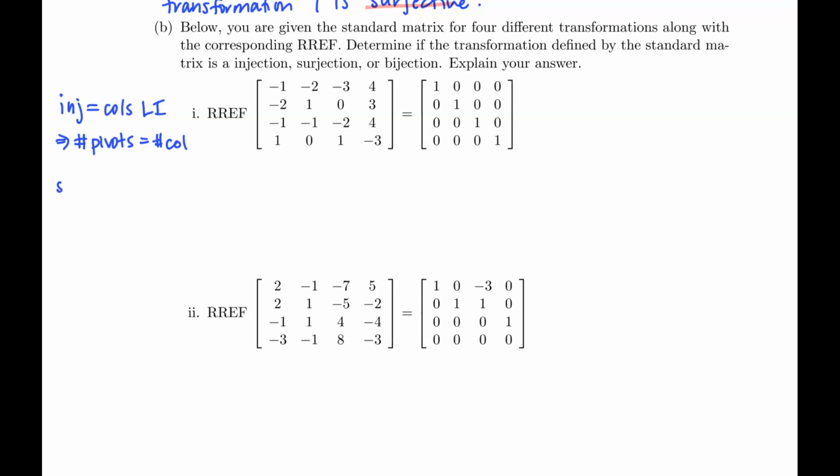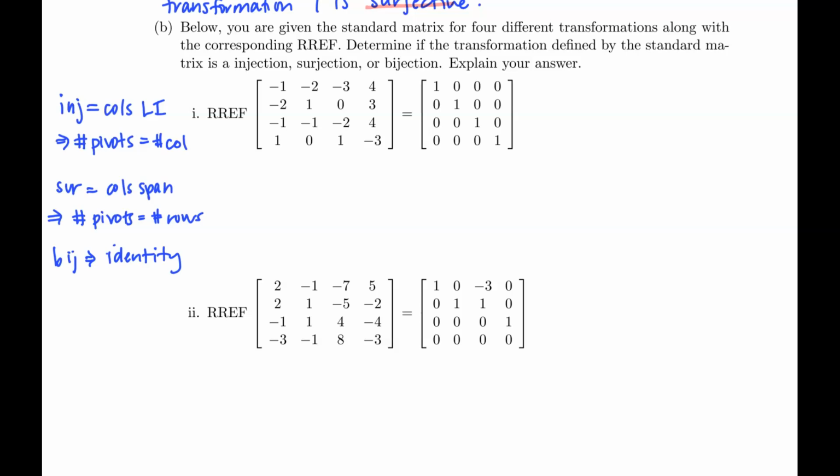And then for surjective or surjections, this is when our columns span our codomain. So we're looking for the number of pivots to equal the number of rows. And then bijection, we have both injectivity and surjectivity, so we end up with the identity matrix. If we wanted to write about our columns, they would form the basis for our codomain. Anyways, this is where we're at.